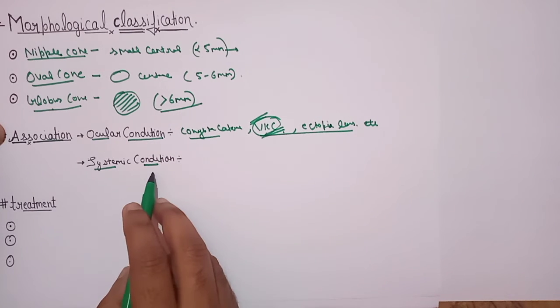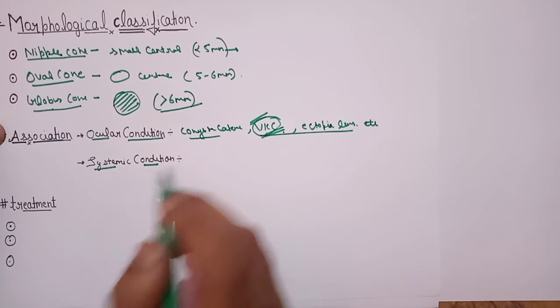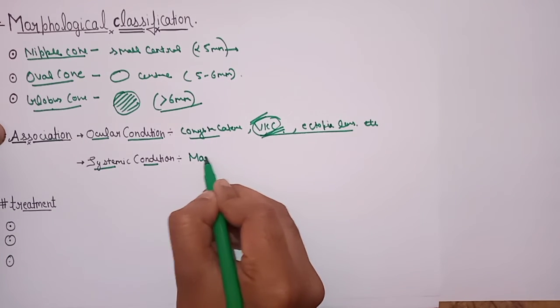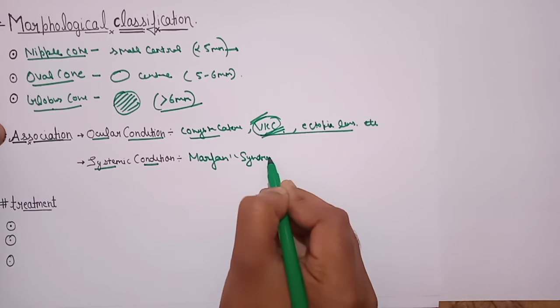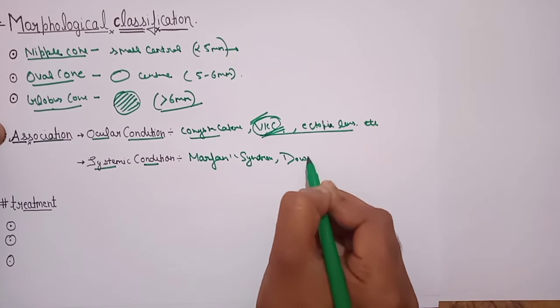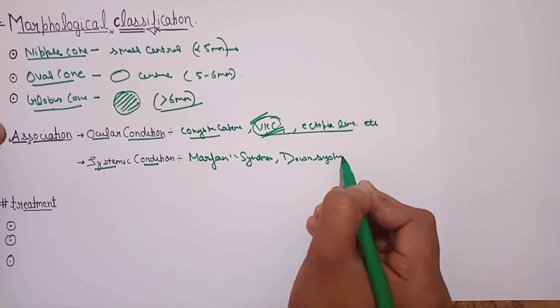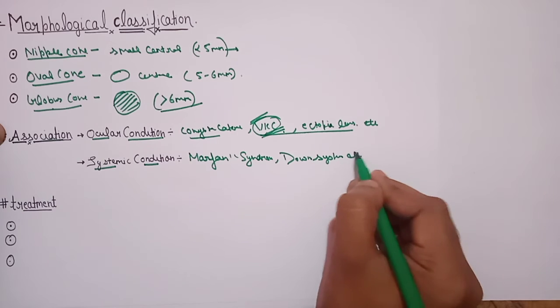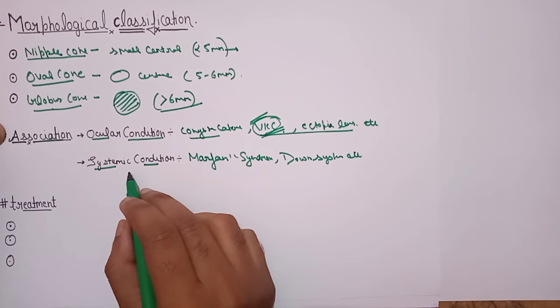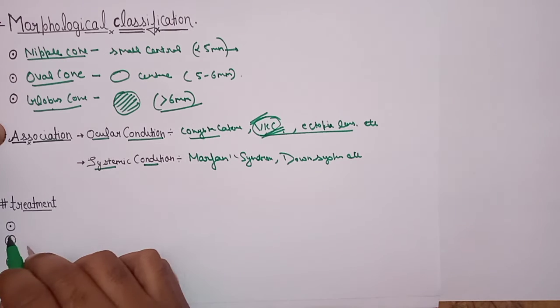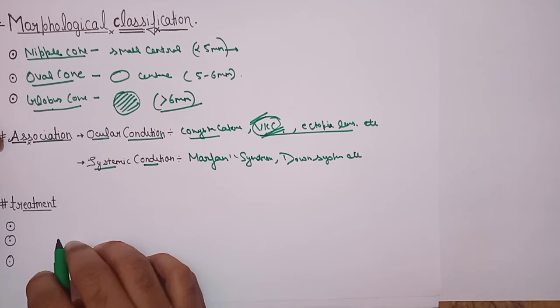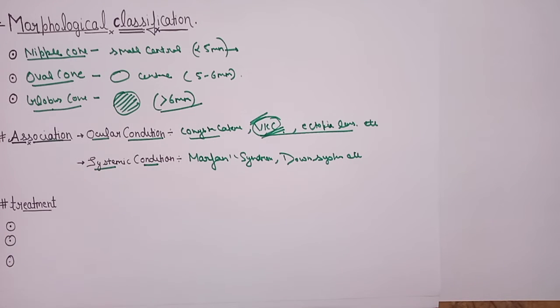Some systemic conditions also cause keratoconus. First is Marfan syndrome. Second is Down syndrome, etc. These are the systemic conditions associated with keratoconus. So what treatment do we give to the patient?